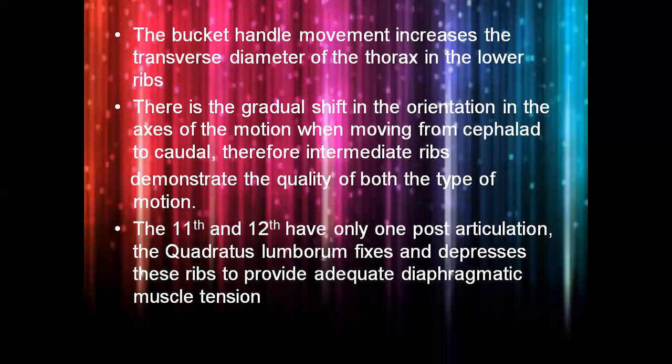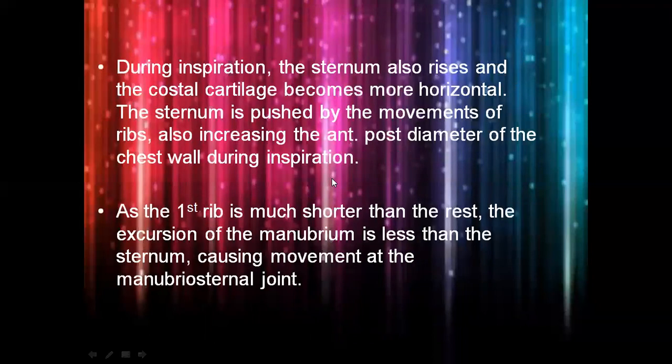The bucket handle movement increases the transverse diameter of the thorax in the lower ribs, and there is a gradual shift in the orientation of the axis of motion, that is, from cephalad to caudal. During inspiration, the sternum also rises and the costal cartilage becomes more horizontal. As the first rib is much shorter than the rest, the excursion of the manubrium is less than the sternum.